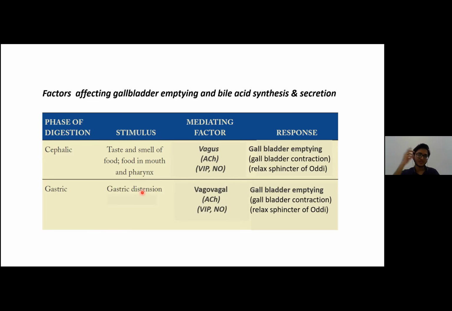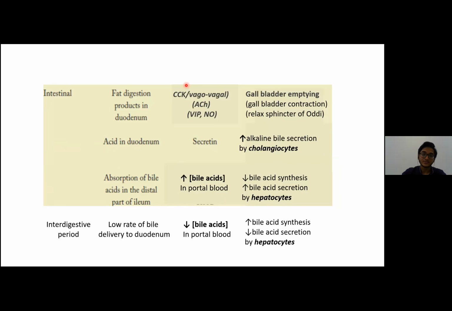vagovagal reflex. If you remember, you will find in your gastric secretions lecture that distension of the stomach produces 5-hydroxytryptamine, or serotonin. This causes a vagovagal reflex. This vagovagal reflex is not just in the stomach, but it's also in the gallbladder. It increases acetylcholine release onto the gallbladder, causing contraction, and VIP release onto the sphincter, causing relaxation. So you need to know acetylcholine release, gallbladder contraction, VIP and NO onto the sphincter, causing relaxation.